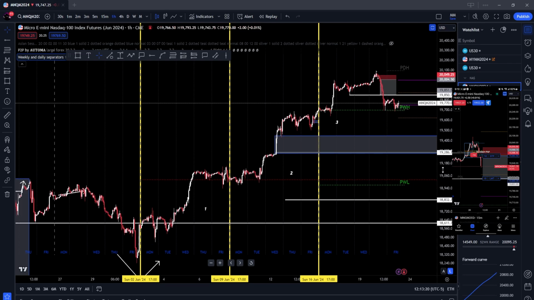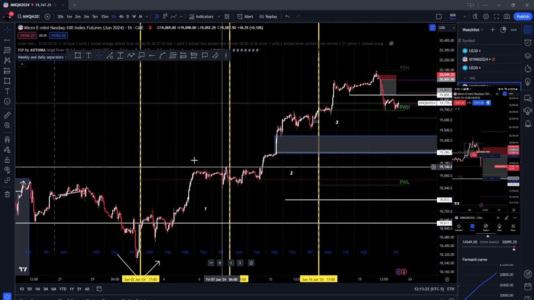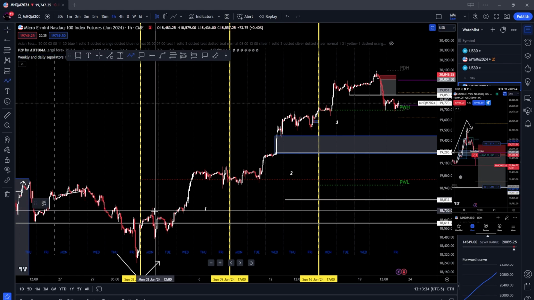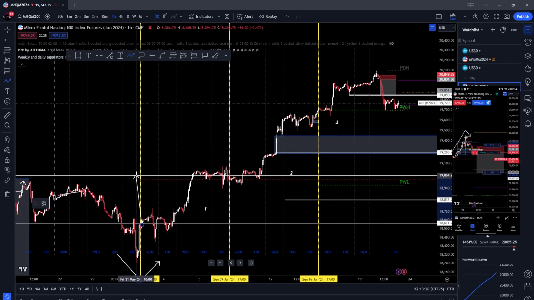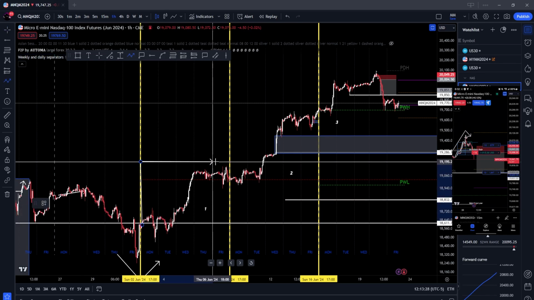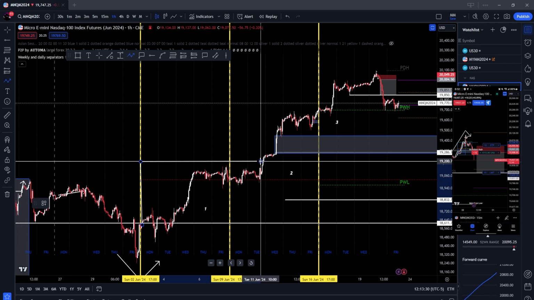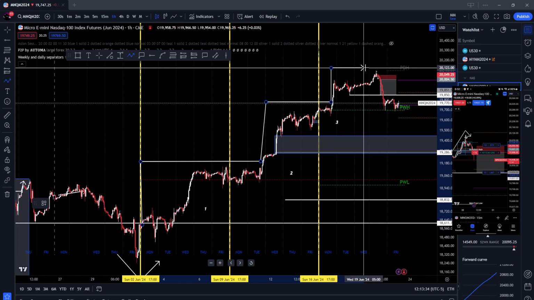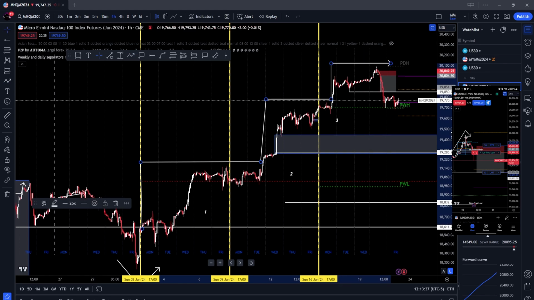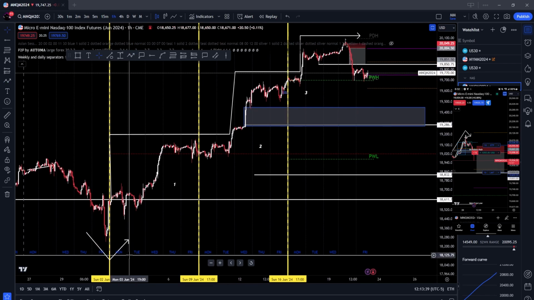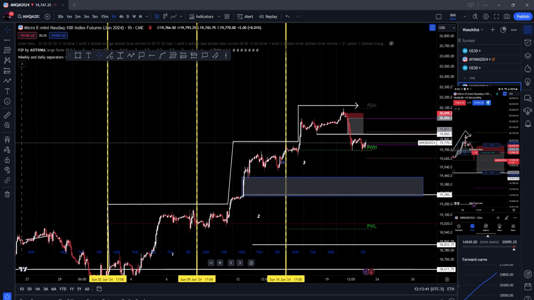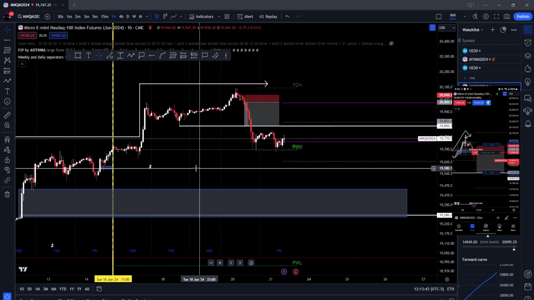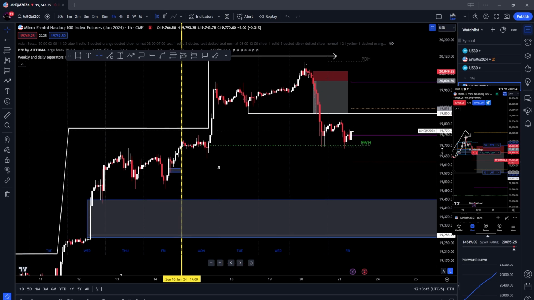So right off the bat, I'm looking at how the market pushed up 3 weeks in a row. This is the first week, second week, and the third week. Right up here. So we got 3 weeks, buyers in the market. I'm gonna zoom in here.